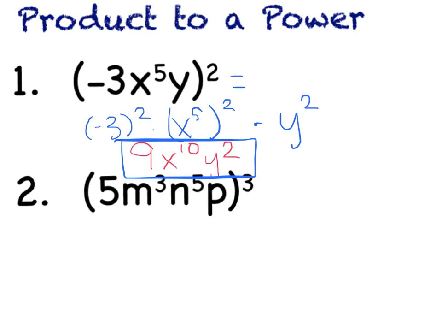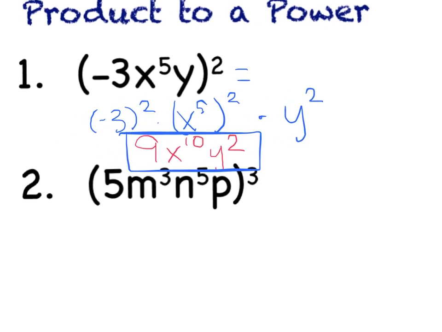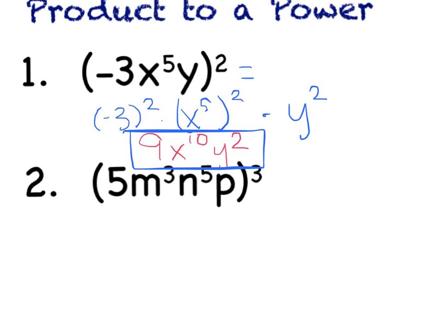The next example is 5m cubed n to the 5th p, that product to the power of 3. So when I'm doing this, I can take 5 to the power of 3, and that's going to give me 125.